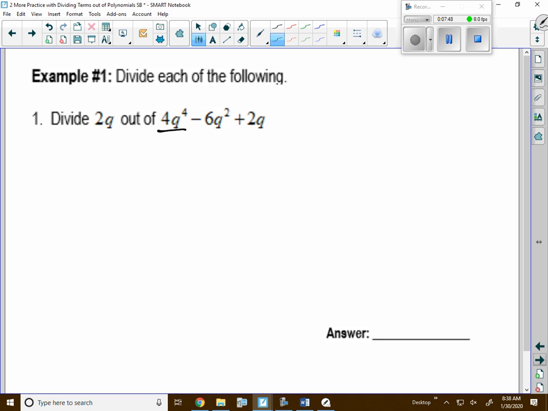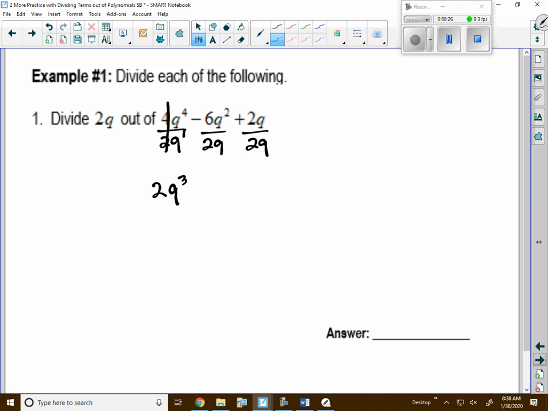So you're going to put divided by 2q under each of the terms in that expression. So go ahead and put divided by 2q under each. And we're going to do them separately. So if I do 4q to the 4th divided by 2q, I would divide by regular numbers. So 4 divided by 2 tells me what? 2. Okay? And then I have q to the 4th over q to the 1st. What do I have left? Q to the 3rd. Good. Q to the 3rd.